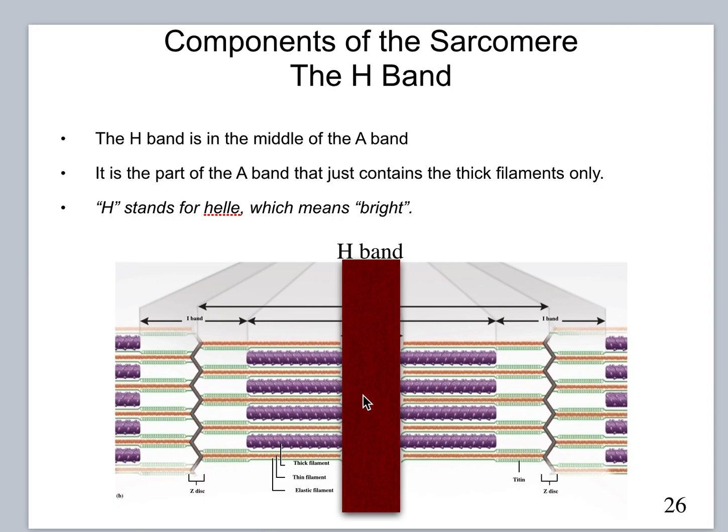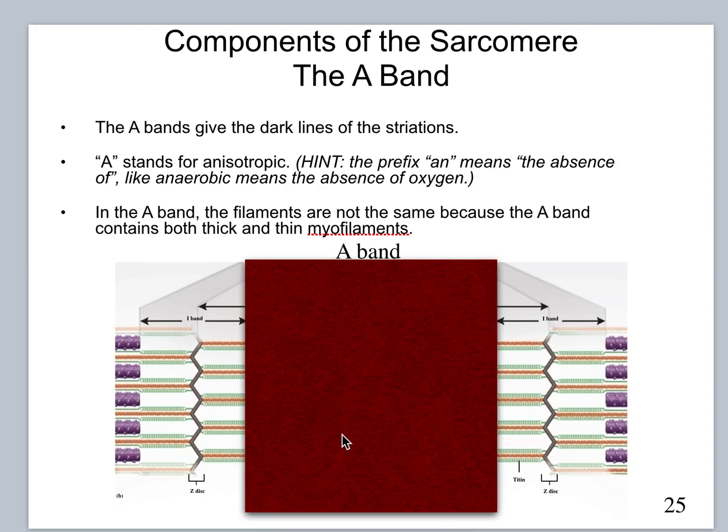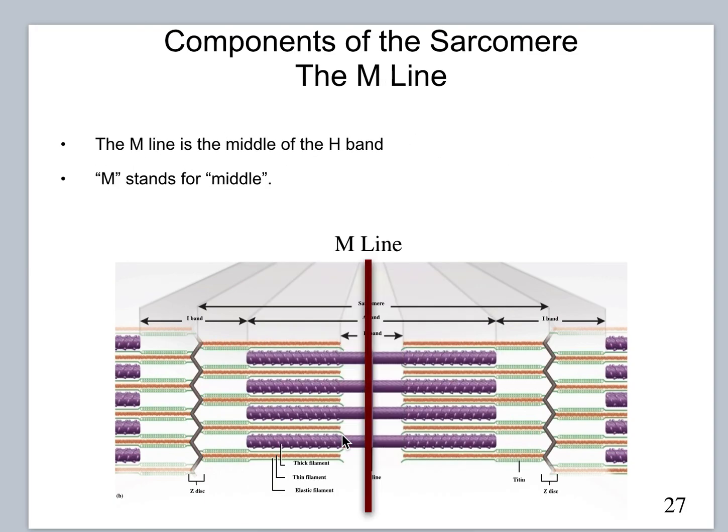H stands for Hell, which means bright, and it's bright because this is a lighter image, because there's no thin filaments in here between those spots. If I move that bar out of the way, you can see the H band. It just has thick filaments only. So you remove the thin filaments out of the way, and that's the H band.